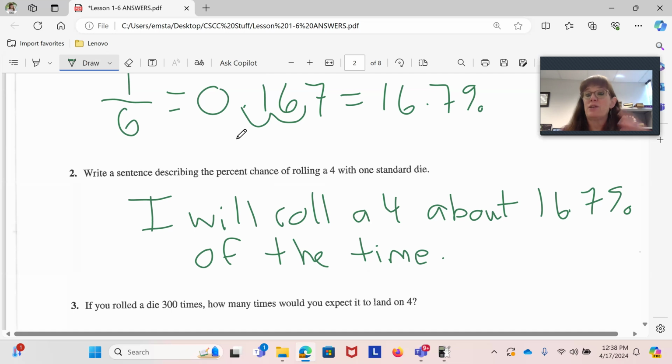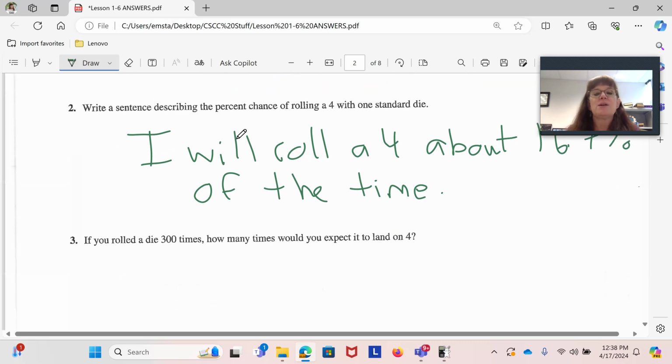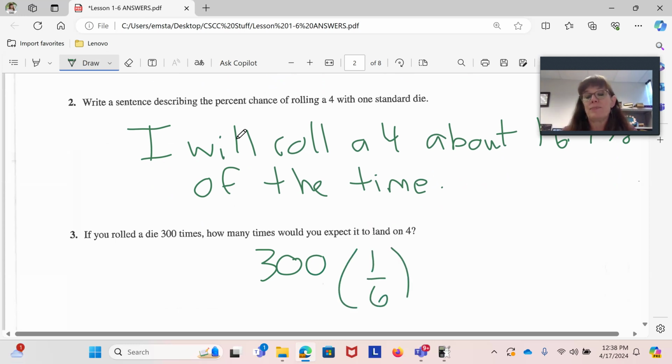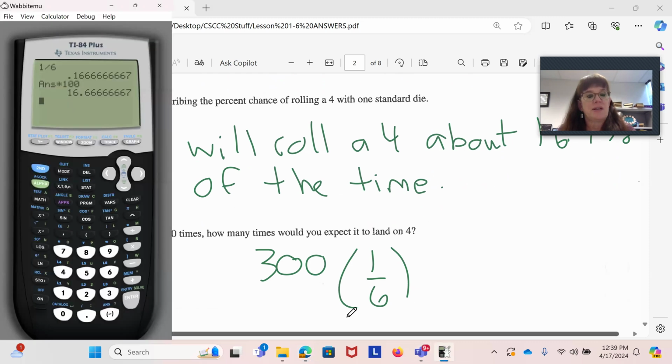Three asks us to expand our rolls. So now instead of rolling it 1 time, we're going to roll it 300 times. So I'm rolling it 300 times. I know that about 1/6 of that time, I can expect it to be a 4. So I just take 300 times 1/6. And again, I can use my calculator for this. I can do 300 times, and I can do parentheses 1 divided by 6. That's probably the easiest way to type in a fraction. It's the way I had to for years and years and years because the graphing calculators used to not have fraction buttons built in. I'll show you where that is in a second. And I get an answer of 50.